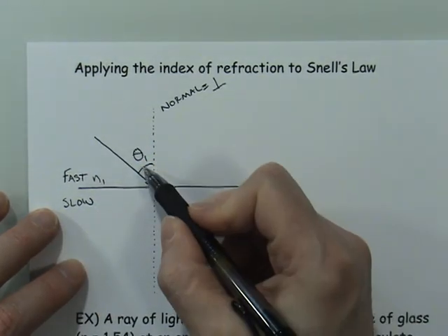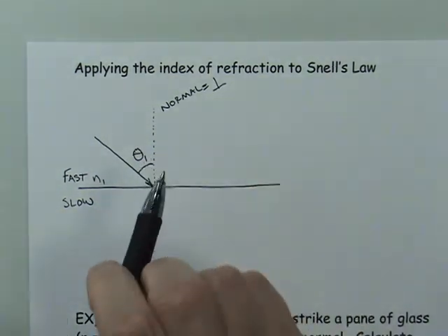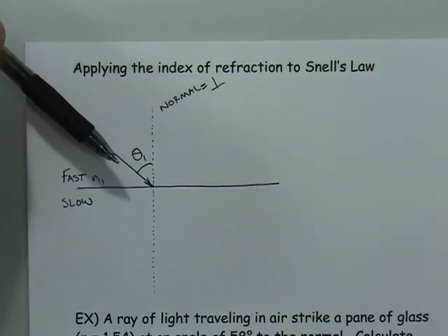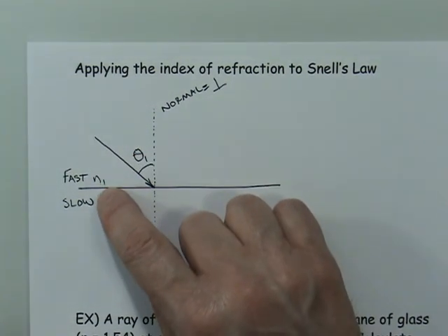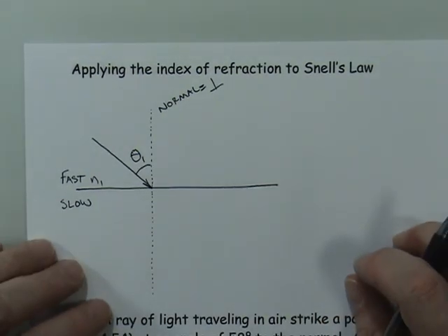Okay, now obviously in this medium there is some index of refraction. So I'm going to call that N1, since this I called theta 1. This is the ray of light before it went into the new medium. So there's some angle that it came in at, and it's traveling in some medium that has some index of refraction. I'm going to call that N1.